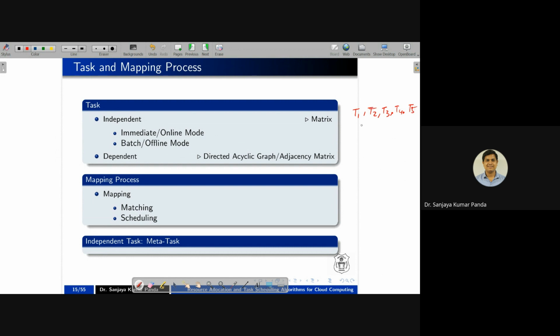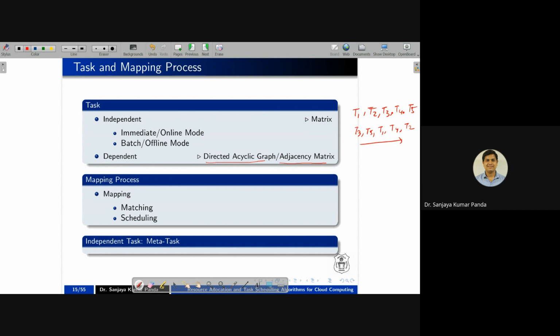So I can start with T3, then T5, then T1, then T4, then T2. This order is also acceptable because they are independent, so nothing to worry about. But dependent tasks, as we have seen in the application, we generally represent in a directed acyclic graph, or we can take an adjacency matrix.